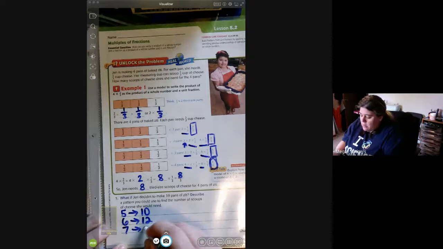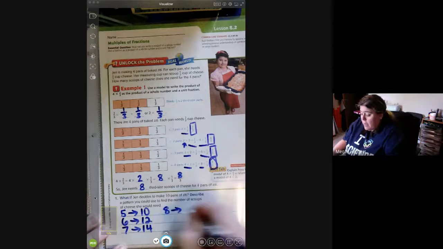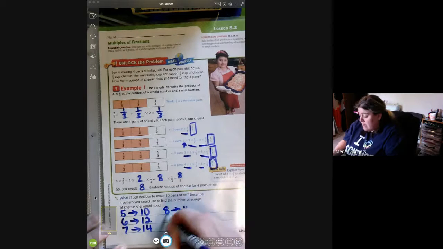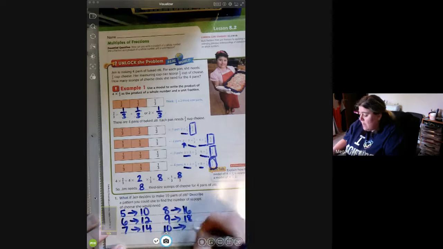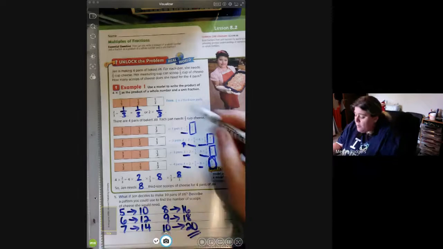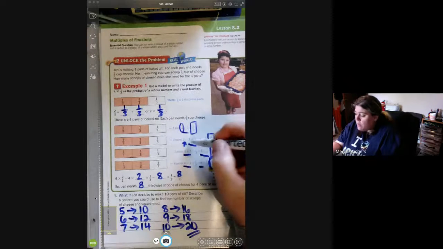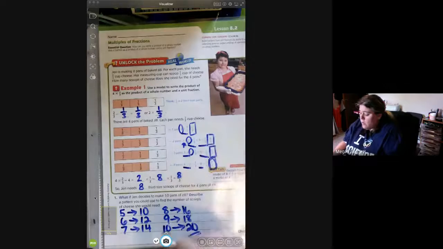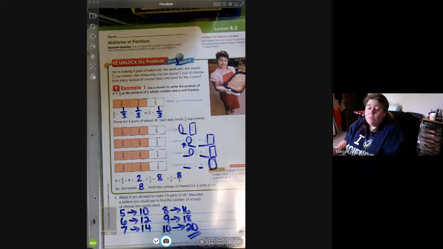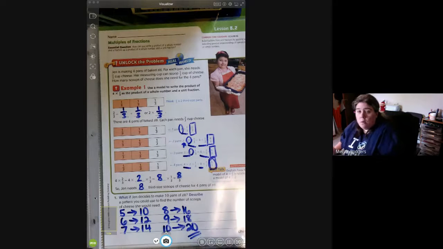7 pans would require 14. 8 pans are up to 16. 9 would be 18. So 10 pans is going to be 20 scoops. Because if you remember, each one of those we multiplied by a 2. So if we take our 10 pans times 2, we'll get our total number of scoops.